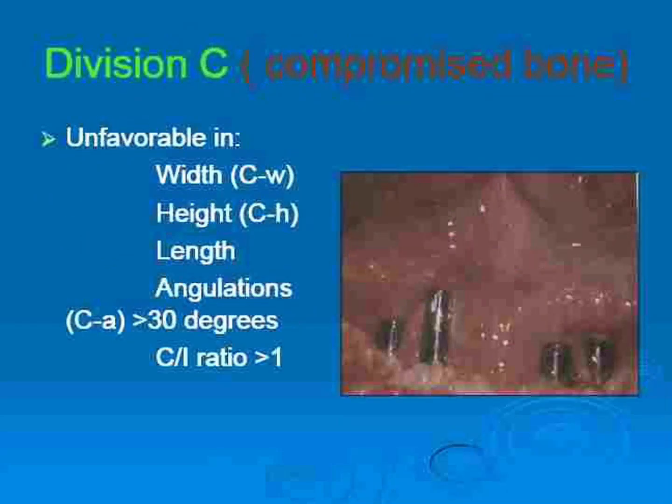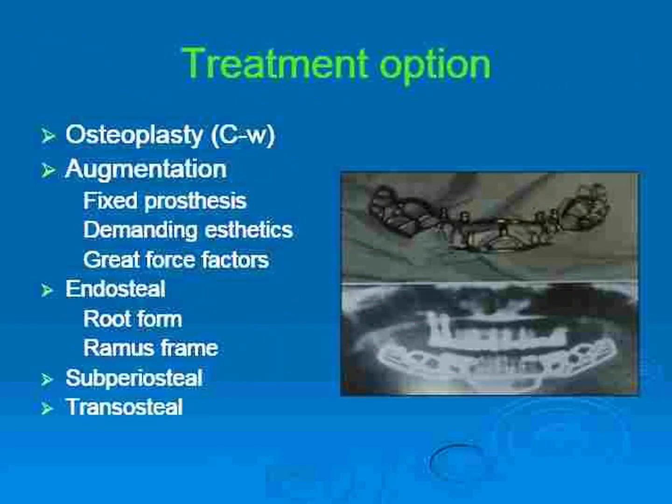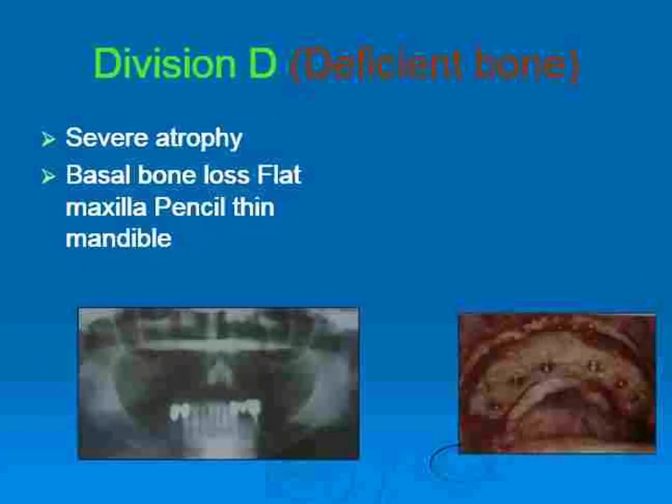Division C is compromised bone, unfavorable in width, height, length, and angulation is more than 30 degrees. The crown implant ratio is more than 1. The treatment options require osteoplasty, that is C minus width. Augmentation procedures have to be done to provide a fixed prosthesis, and the aesthetics can be highly demanding. There will be more force transferred onto the underlying structures. Hence, you need to think about other forms of implant placement like subperiosteal or transosteal implants.